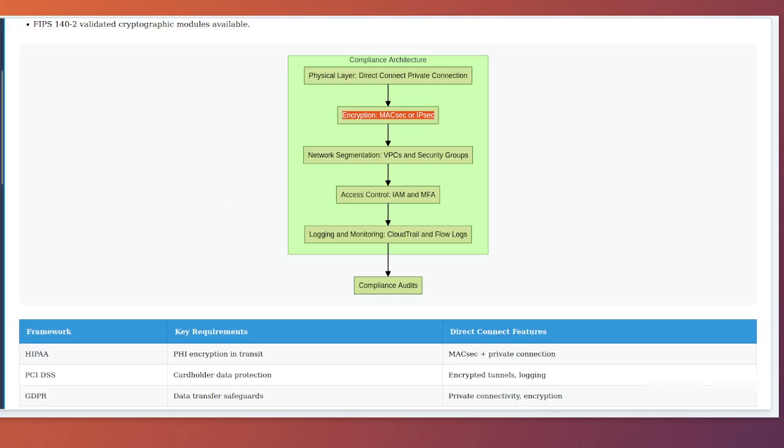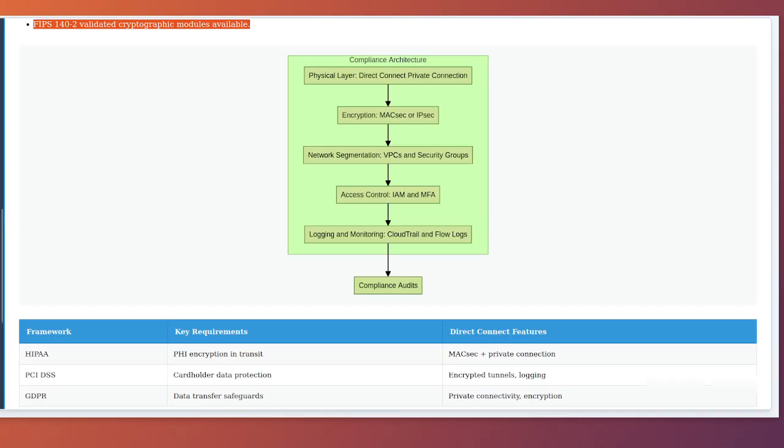Government and defense organizations often require connections that meet specific security standards, such as FIPS 140, for cryptographic modules. AWS Direct Connect locations can support these requirements when properly configured. The routers and encryption mechanisms used must be FIPS validated. AWS provides documentation on which Direct Connect configurations meet FIPS compliance.